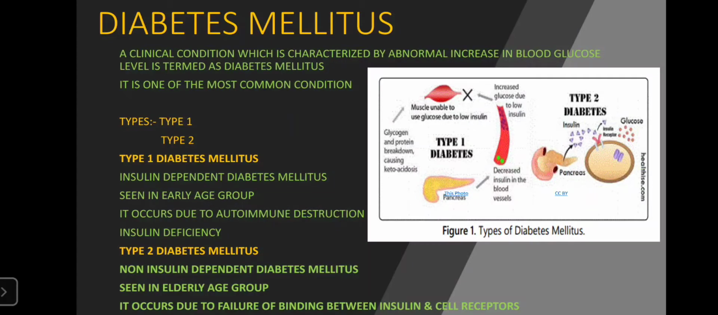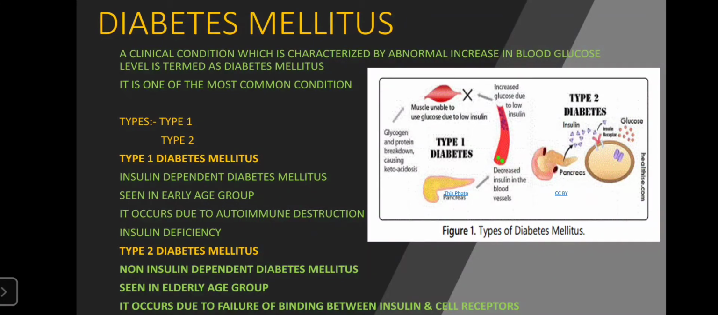Now we will see type 2 diabetes mellitus. It is the non-insulin dependent diabetes mellitus seen in the elderly age group. The exact cause of type 2 diabetes mellitus is unknown, but it may be due to stress or genetic, or it is a lifestyle disease, and it occurs due to the failure of the binding between the hormone and the cell receptors, due to which the glucose is not taken up by the cells and remains in the blood.